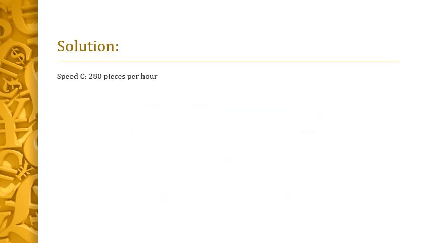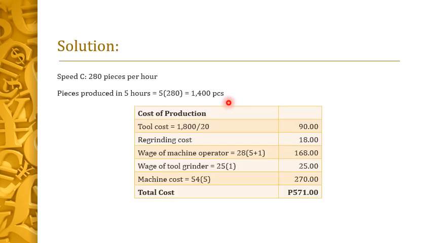Speed C has an output of 280 pieces per hour. The pieces produced in 5 hours is equal to 5 hours times 280 pieces per hour, equal to 1,400 pieces. Let's compute the cost of production for speed C. The tool cost is still 90 pesos. Regrinding cost, 18 pesos. Wage of tool grinder, 25 pesos. The changes are the wage of machine operator and the machine cost.